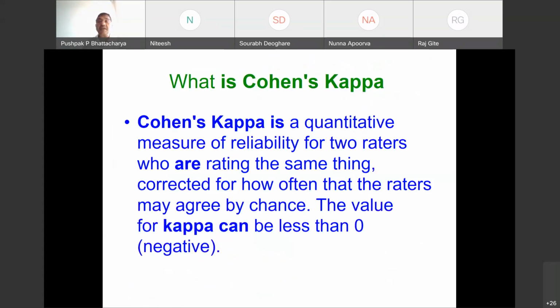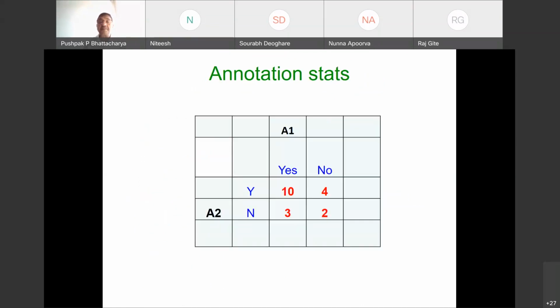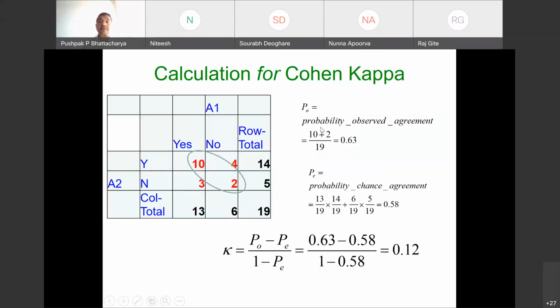So we can relate all this to Cohen Kappa too. And Cohen Kappa, you remember, is nothing but the subtraction of PE from PO, divided by 1 minus PE, where PO is the probability of observed agreement. So there are 19 instances in this example. 10 are yes agreement, 2 are no agreement. So 10 plus 2 is 12. 12 by 19 is 0.63. And we have remarked before that probability of observed agreement can be misleading.